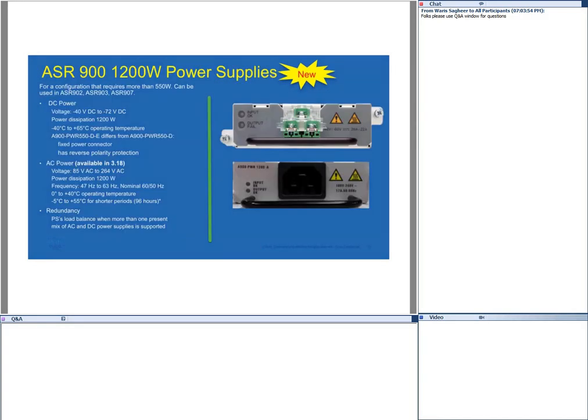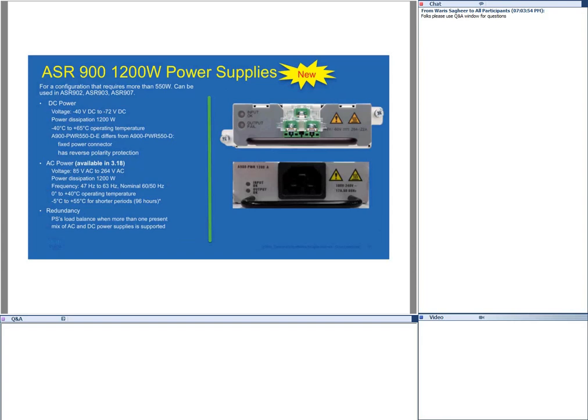Okay, so 1200 watt power supplies. Do keep in mind today we are shipping DC power supplies. AC power supplies are going to be available in 318, which is next March, March 2016. And the power supplies operate completely in a redundant manner. The 902 and 903 all have 550 watt base power supplies today.